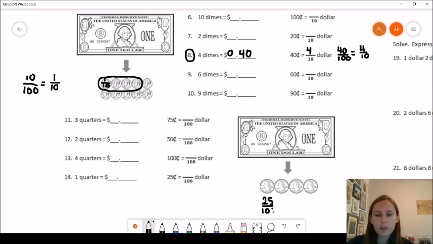25 hundredths of a dollar. So 1/4 is 25 hundredths of a dollar. So let's take a look at 12. If we have 2 quarters, then that would be 25 hundredths and then another 25 hundredths of a dollar.